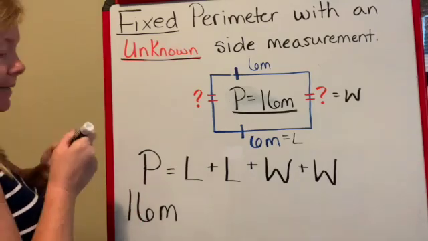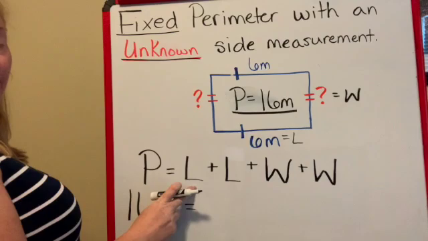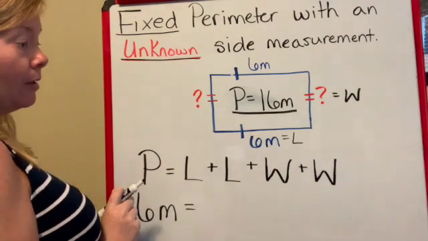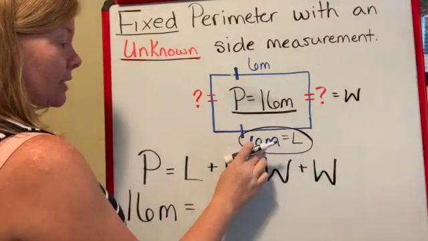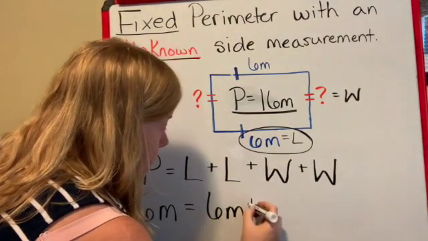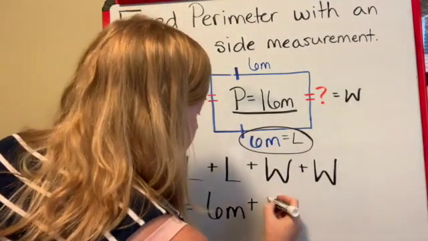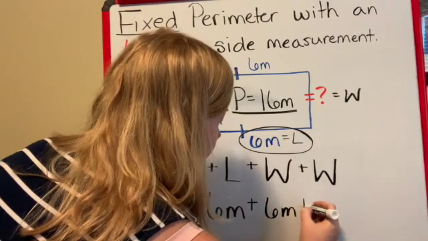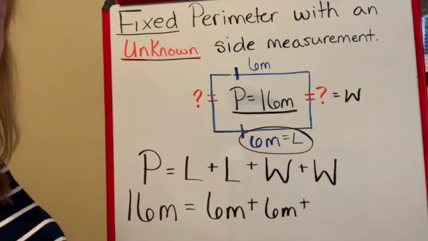Put your equal sign. Do we know our length? Yep, you are absolutely right. It is 6. Our length is 6 meters, plus another 6 meters. Plus, do we know our width?